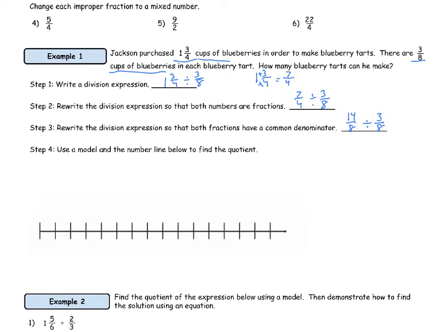Step 4 is to use a model in the number line to find the quotient. You notice we're working with eighths here because that's what our denominator is. So I am going to label the number line accordingly. Of course, we're going to start at 0, but my increments are going to increase by 1/8 each time. So I have 1/8, 2/8, 3/8, and so on. I'm even going to label 8/8 instead of 1, and 1 and 1/8 I'll just label as 9/8.